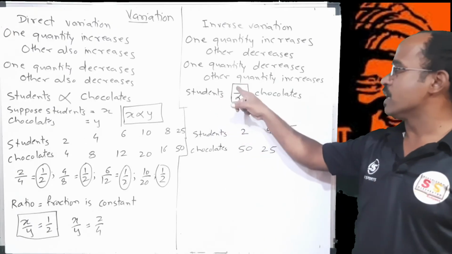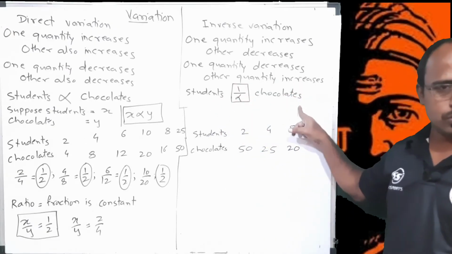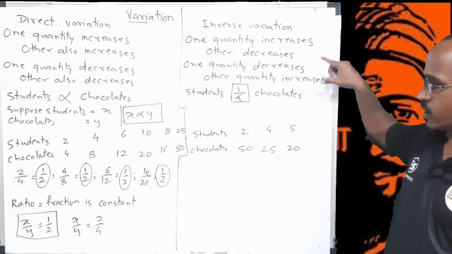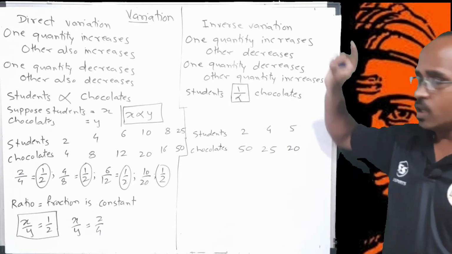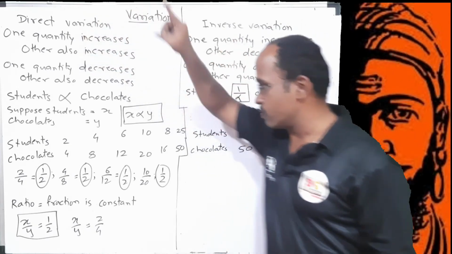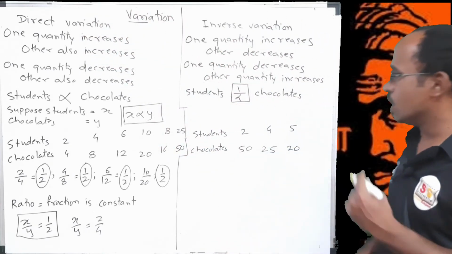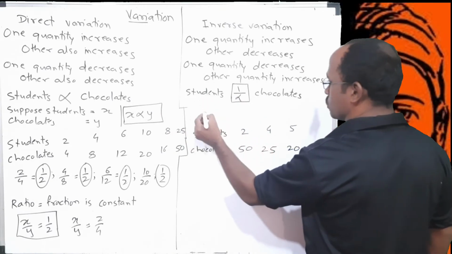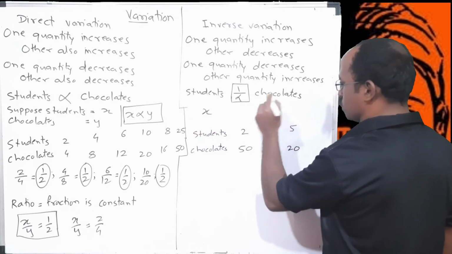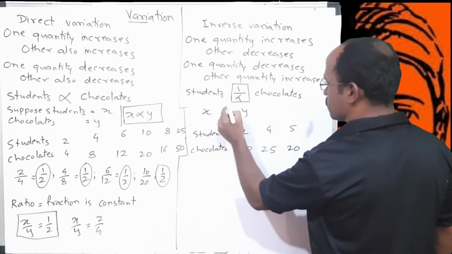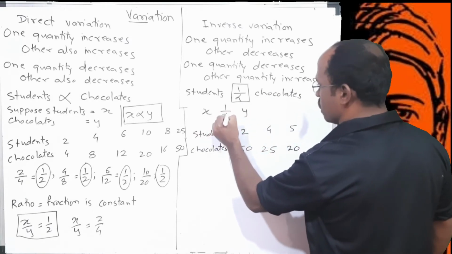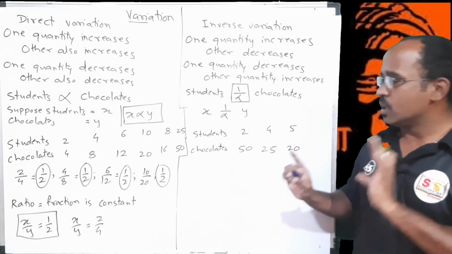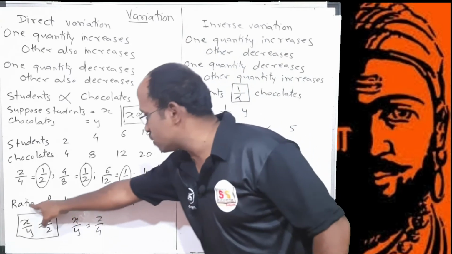So students inversely varies with chocolates. If two quantities are in inverse variation, we have to write 1 upon alpha. If two quantities are in direct variation, we just have to write alpha. Now, for simplification purpose, suppose students is equal to x, chocolates is equal to y, then we can say x inversely varies with y. Okay, clear?